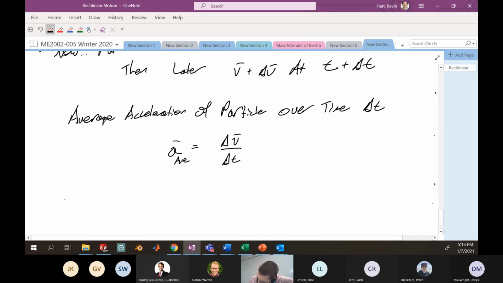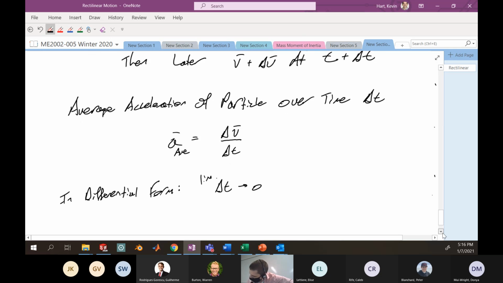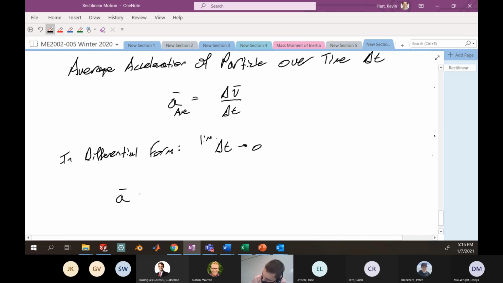But in this class, we use differential forms. So we're taking delta t goes to 0. You're going to end up with what is the standard form of your acceleration equation, which is the derivative of the velocity as a function of time. All right, here's your general acceleration equation.